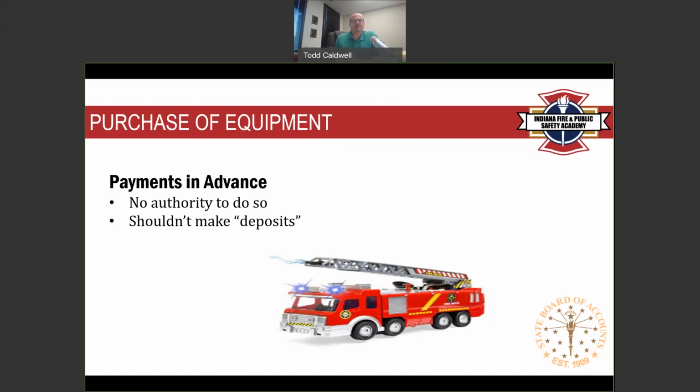Kind of the things that we talked about in part one were claims, and that claims process has to be approved, and you have to receive it, and somebody has to acknowledge that you received it before the claim can be paid. So keep that in mind if you run into that question when you're buying a large piece of equipment. You can't pay for anything in advance. You can't, including deposits.